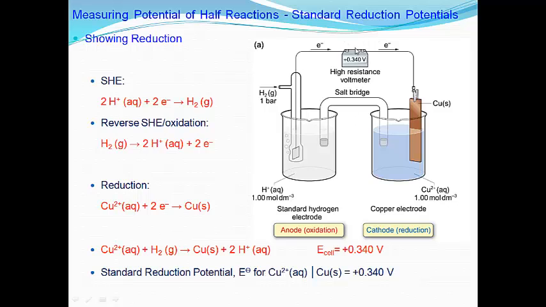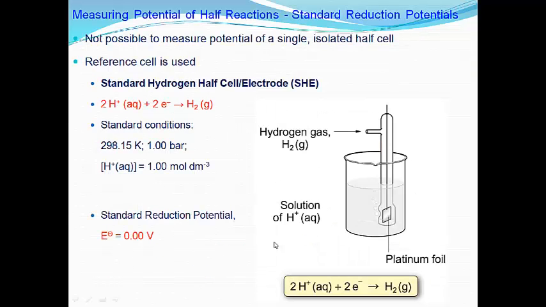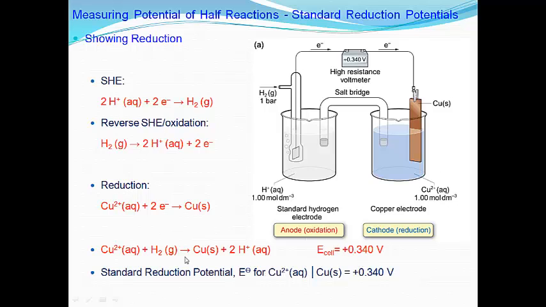And so the voltage that is measured is essentially the EMF, or the E cell. But because we know that the SHE has a relative E0 of 0 volts, it means that the reduction potential is representative of the reduction of our copper 2+ to our copper. So the standard reduction potential, E0, for our copper 2+ copper half cell is equal to plus 0.340 volts.